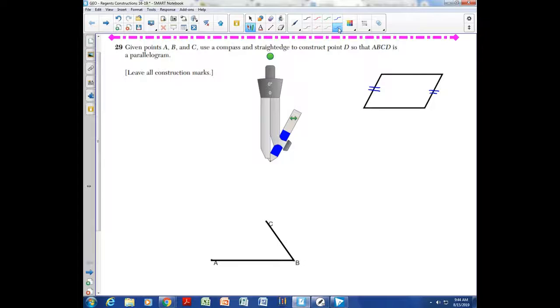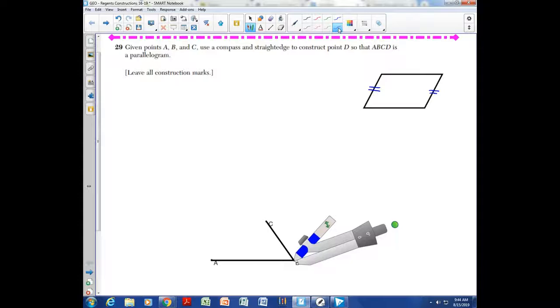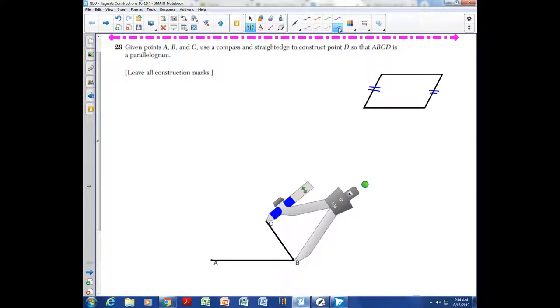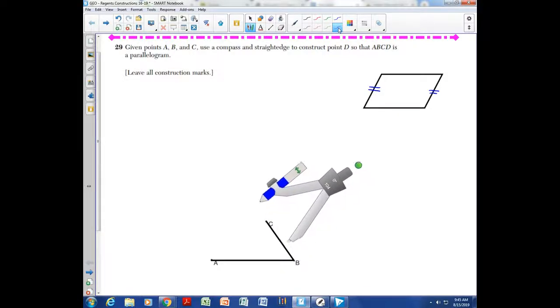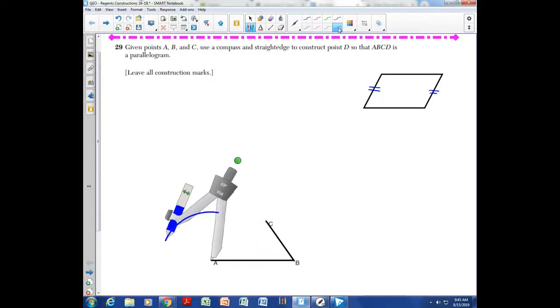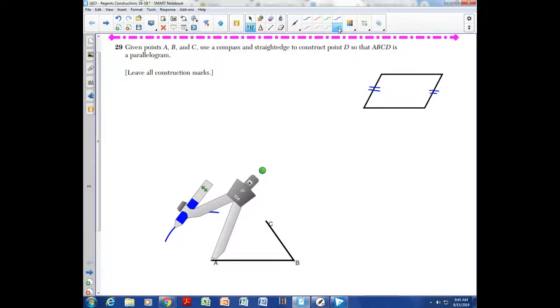So I'm going to come down with my compass and measure B, C. And once I have BC measured, make sure it's locked in and tight on my compass, I'm just going to bring the pointer over to A and draw a nice arc in the general area where I know D will be, because all of those points are equidistant to A and the exact measure of BC.